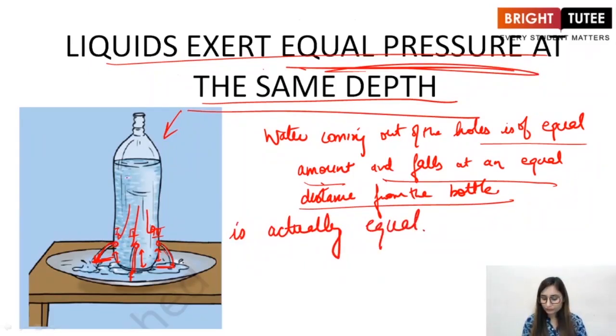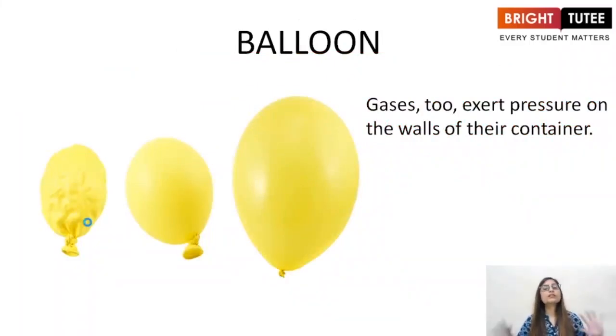So if this is the height we have taken, then if we cut out 3 holes on this height, the water falling will again be of the same amount and to the same distance from the bottle. The distance will be equal on both sides. Whatever height we take, the distance at which the water is falling will be the same until and unless the water is poured inside the bottle. So this activity told us that water exerts pressure on the walls of a container. Basically not just water, every liquid exerts pressure on the walls of the container.